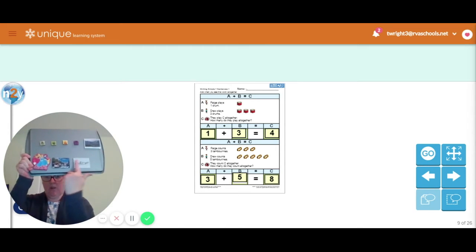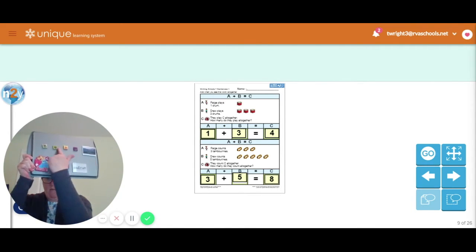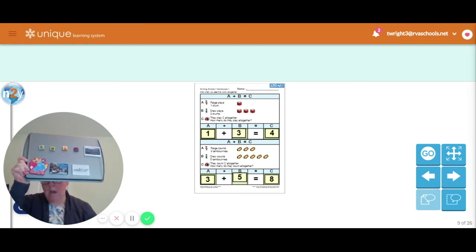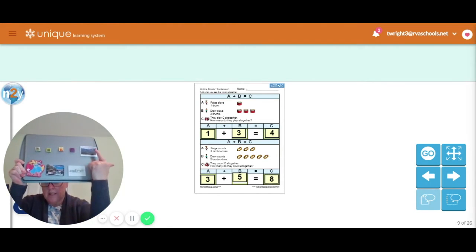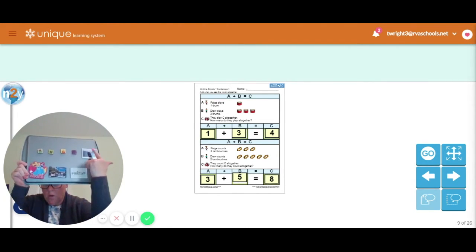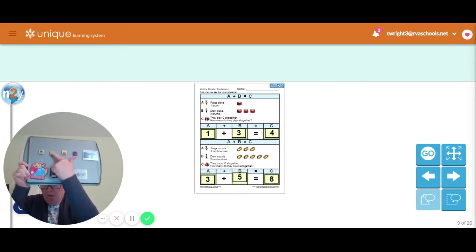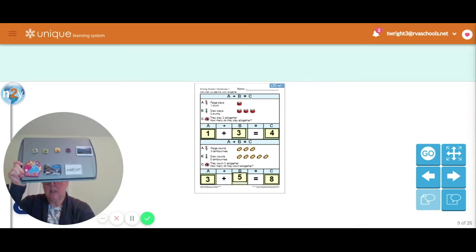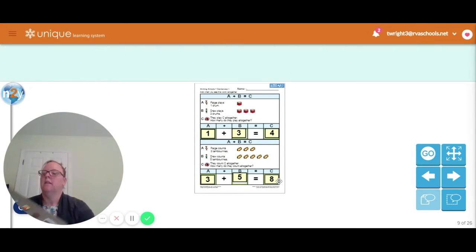So Paige had 3 and Drew had 5. How many did they have all together? Let's count them all together. 1, 2, 3, 4, 5, 6, 7, 8. So 3 plus 5 equals 8. That's a pretty cool way to do things, do some addition with things around your house.